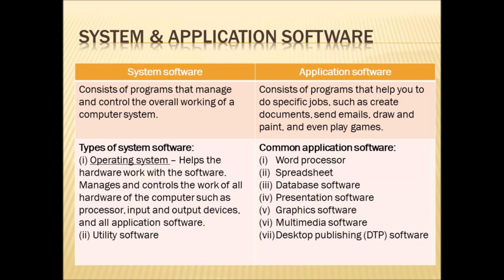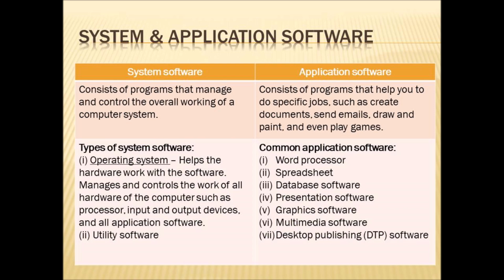The application software consists of programs that help you to do specific jobs such as create documents, send emails, draw and paint, and even play games. This you can write for define system software or define application software, or difference between system and application software. For both the questions you can write this one. Then we will see the types of system software.